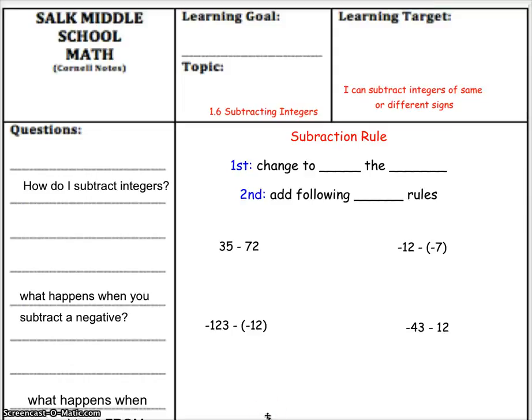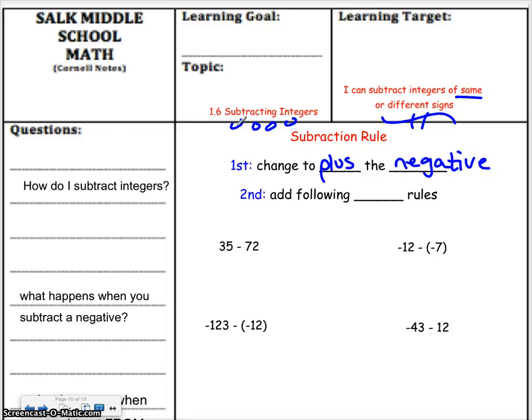Alright, we are moving on to the subtracting portion of our unit. Your learning target: you can subtract integers of the same or different signs. That's what you're going to be able to do today. We're going to go right into the subtraction rule. The first thing you do is change to plus the negative.